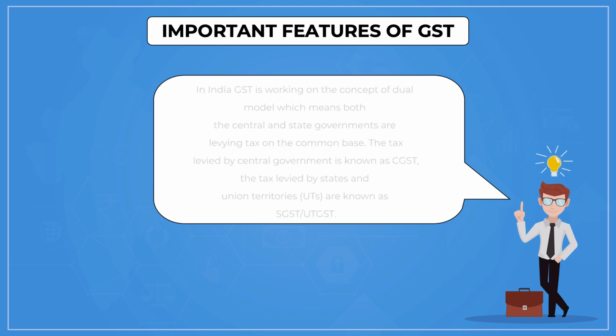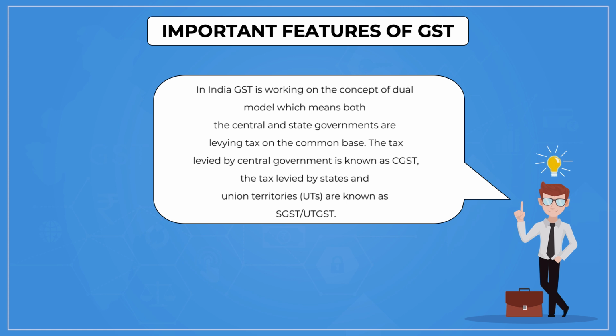Number 4, in India, GST is working on the concept of dual model, which means both the central and state governments are levying tax on the common base. The tax levied by the central government is known as CGST. The tax levied by states and union territories is known as SGST or UTGST.